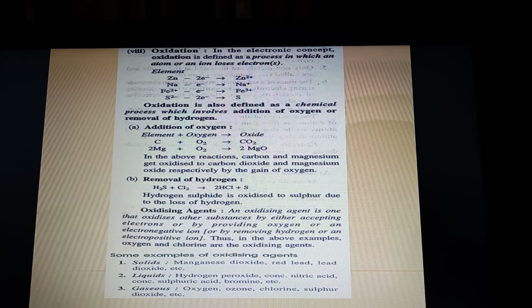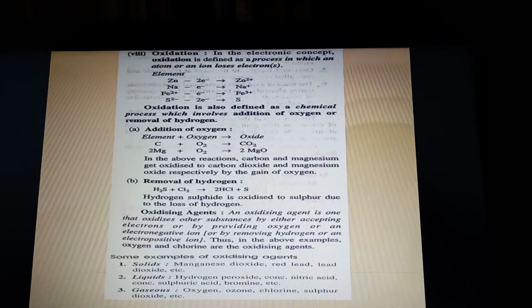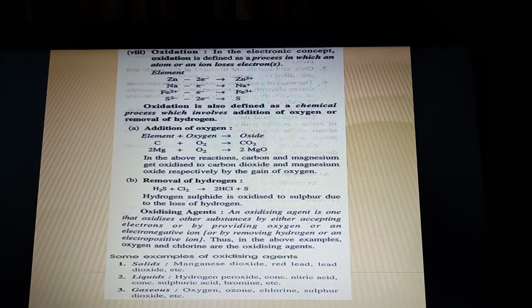You can see carbon is reacting with oxygen gas and making carbon dioxide. Magnesium is reacting with oxygen and making magnesium oxide. Carbon is getting oxidized and magnesium is also getting oxidized. Now, removal of hydrogen: H2S reacts with chlorine gas and it becomes HCl and sulfur. So what's happening? H2S is changing to sulfur, that is, hydrogen is getting removed.